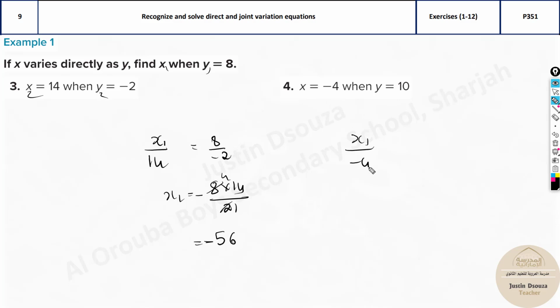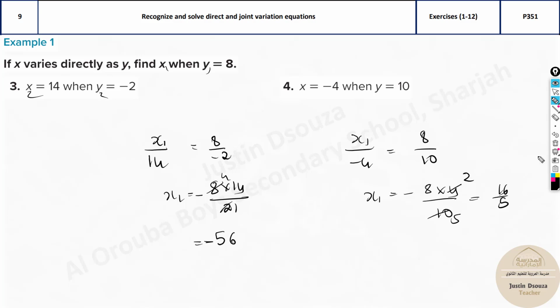Whatever is the other x, write it below it. The first y is over here, 8 and 10. Take it to the other side. Take the negative along with the 4. It'll be minus 8 times 4 by 10. So 4, you can't divide by 4, we can take it by 2, and this is 5, so it'll be 8 times 16 by 5.